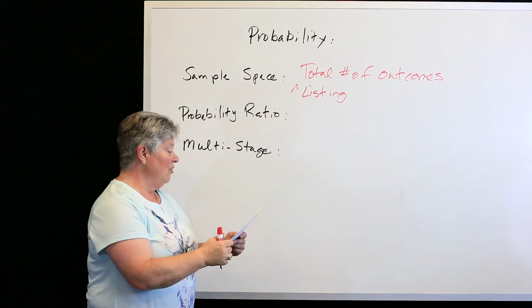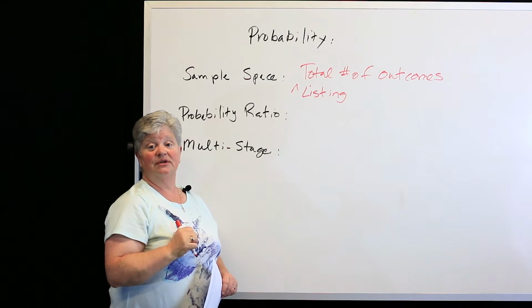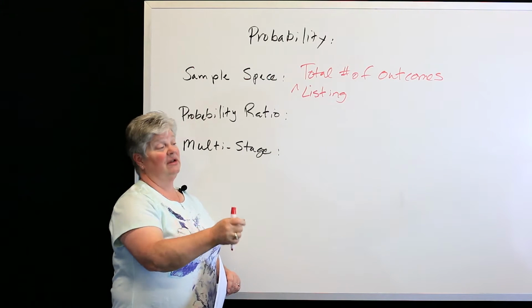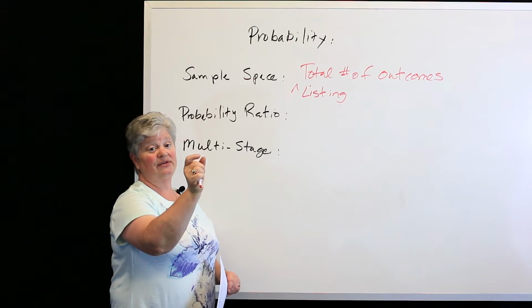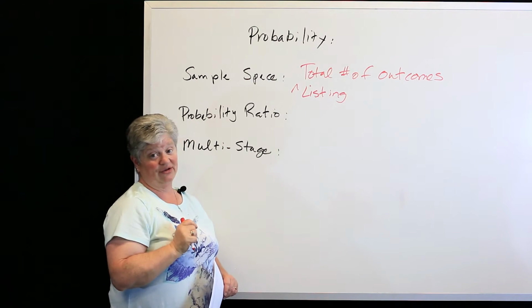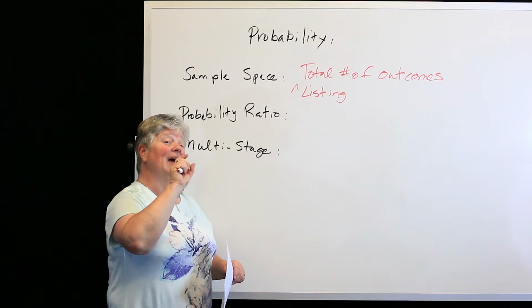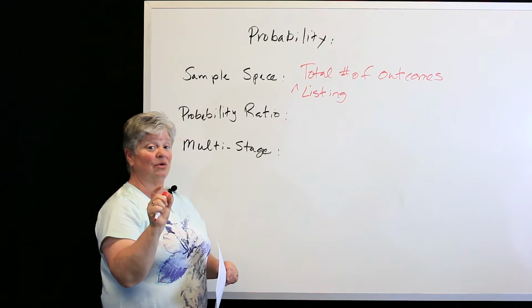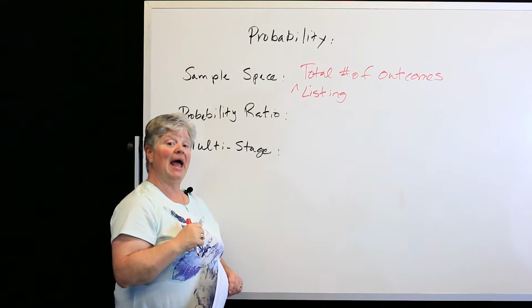If I am going to toss a coin, I'm going to get heads or tails. If I toss 2 coins, they could both be heads. The first could be heads, the second tails. The first could be tails, the second heads, or they could both be tails. So when I'm looking at my sample space, sometimes it's really helpful to actually write that all out so that we can see how many possible outcomes we have.